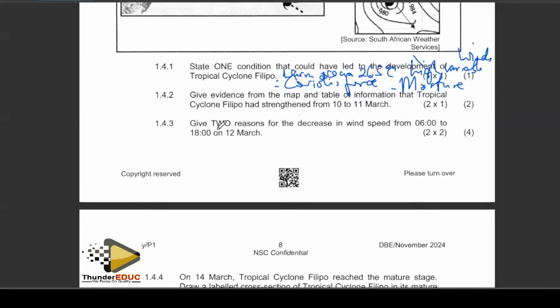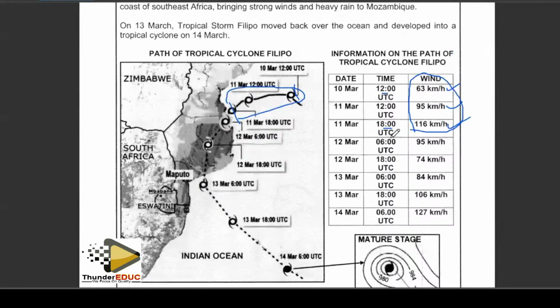Give two reasons for the decrease in wind speed from 0600 hours to 1800 hours on March 12th. Right, let's go to, if we check here from 6 a.m. to 6 in the afternoon, on the 12th of March, the wind speed was declining. It was 95, and then it was now 74. During the morning, it was at 95 kilometers per hour, and it further declined to 74 kilometers per hour by 1800 hours of the very same day.